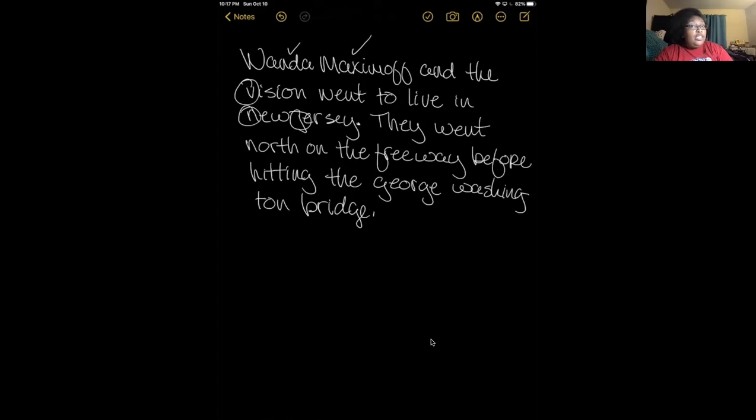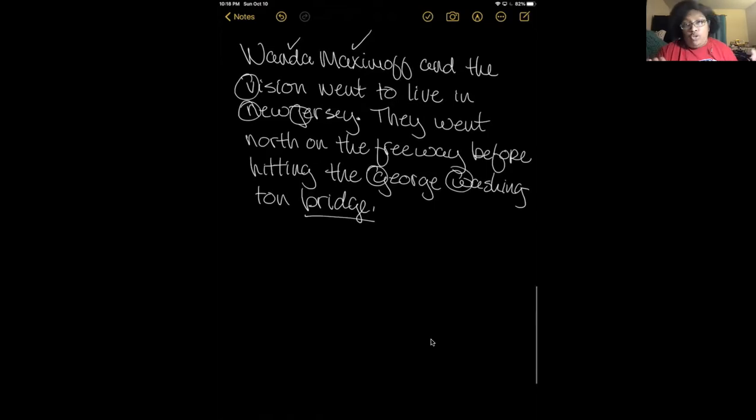Is George Washington capitalized? It is. Not only because it is a proper name, because it is, but that's actually the name of this particular bridge, right? So the actual name of the bridge is George Washington. If we said that they were going north on the freeway before hitting the bridge, we wouldn't capitalize anything because it could be any old bridge. So George Washington is the actual name of this bridge. We capitalize the G, we capitalize the W, and we wish Wanda and Vision well in their wonderful new community.